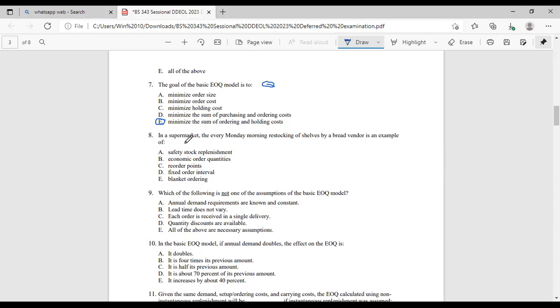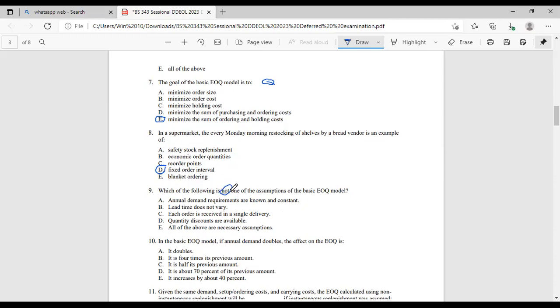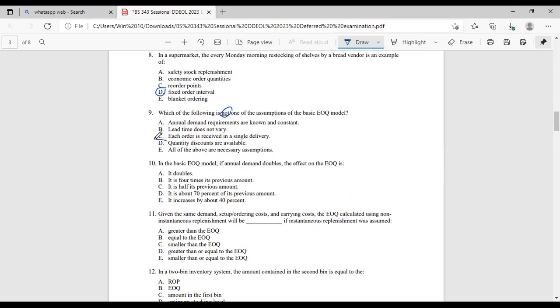Now, in a supermarket, every Monday morning restocking of shelves by a bread vendor is just an example of the fixed order interval, which is the answer D. Now, which of the following is not an assumption of the EOQ? The one which is not an assumption is that quantity discounts are available. Then in the basic EOQ model, if the annual demand doubles, the effect is that the EOQ will increase by approximately 40%.